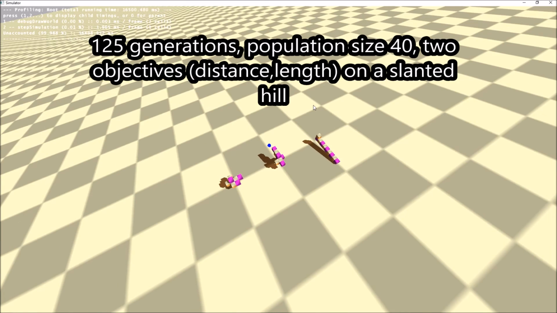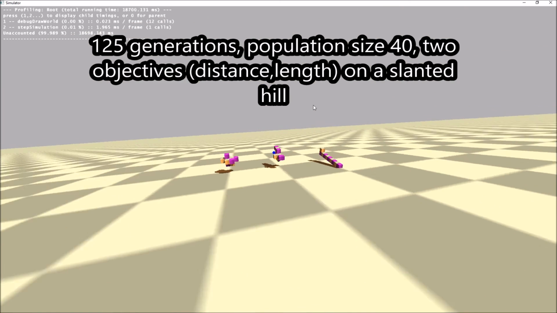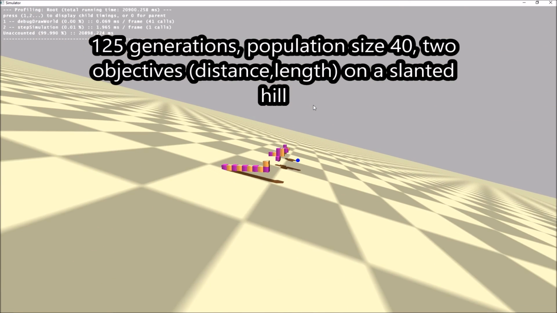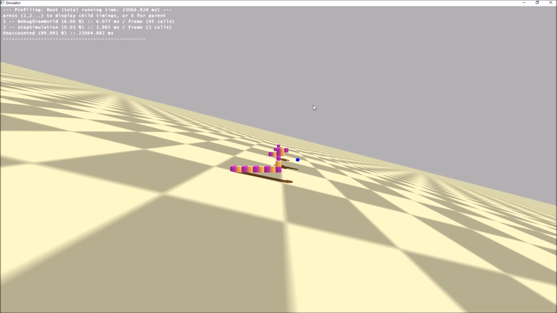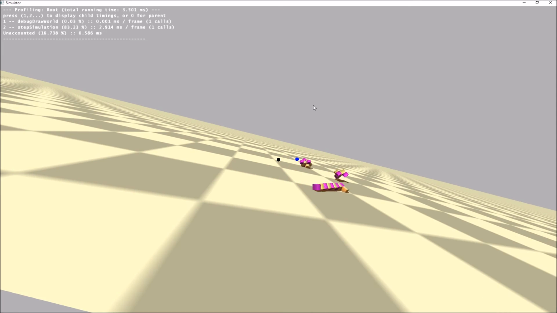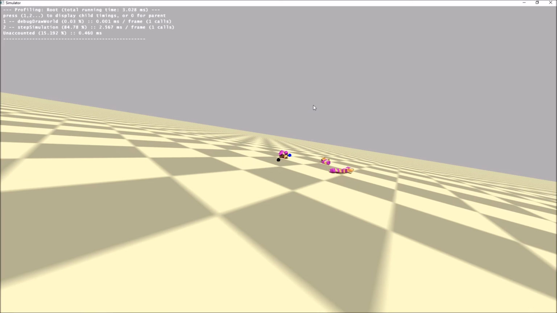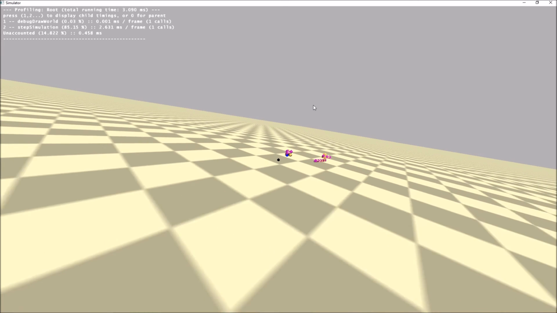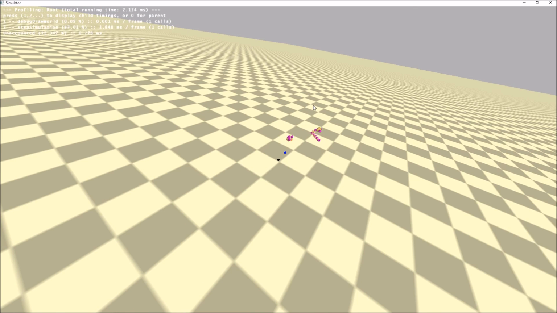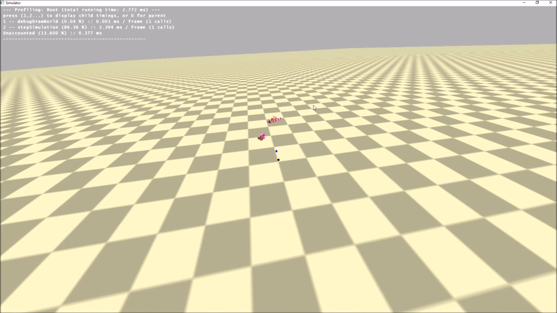So for this run, I took away the flat bottom ground and just had the robots start on this slanted hill. Their fitness objectives were how far away from the original spot they got, and the phenotypical fitness of the distance between any blocks. So you can see that two of them are going for the distance, and one of them really just went for how long it is. But in the video clip, you can see that it also makes it quite a way down the hill too.